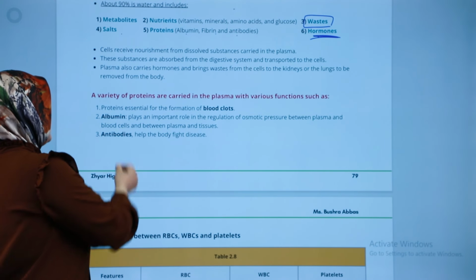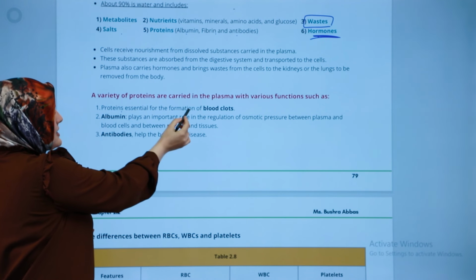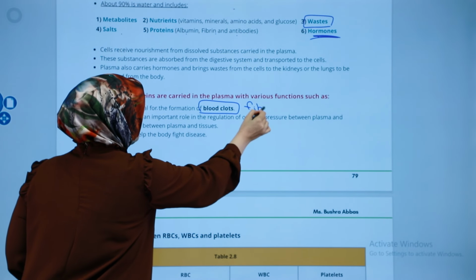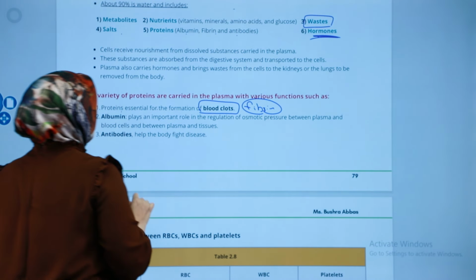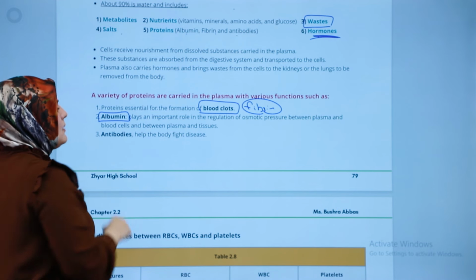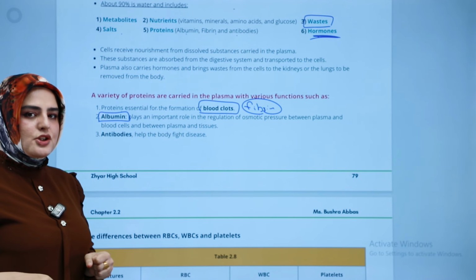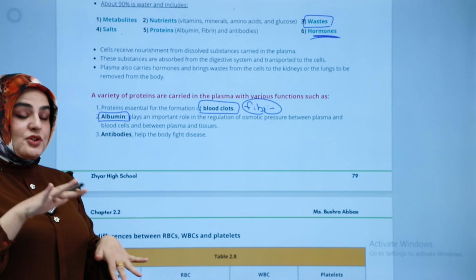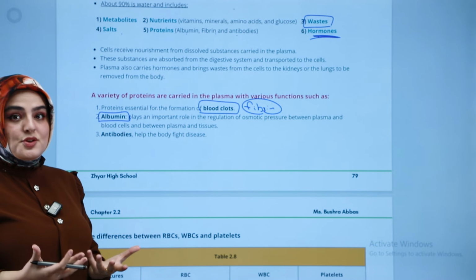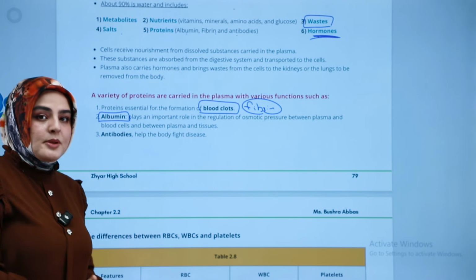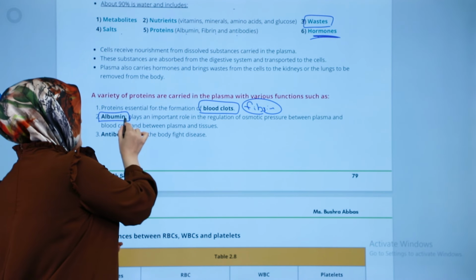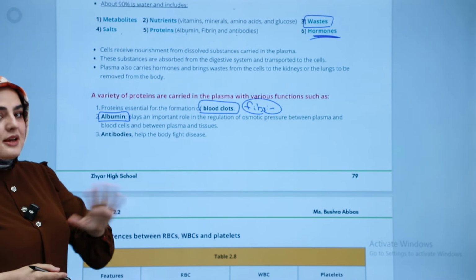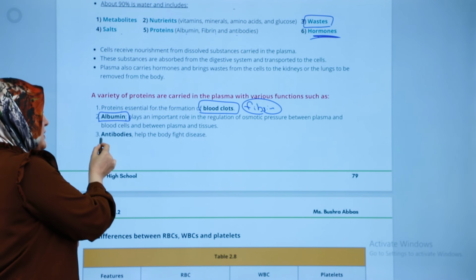In the protein case, there are these three proteins. A protein that is essential for blood clotting, that's fibrin. That was written up, but I did not write it here. And albumin. Albumin is very important for osmotic regulation. If you remember from grade 11, we studied osmosis. And if osmosis is messed up in the body and it's not isotonic, then it will harm the person. So one of the most important proteins in the body is albumin, which makes sure that the body doesn't have any problem with its osmosis.